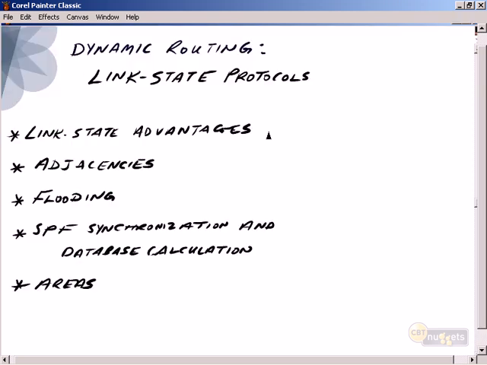Awesome. In this nugget on link state protocols dynamic routing, we learned 5 key topics. We learned the advantages of link state protocols or algorithms over distance vector, talked about adjacencies and how those happen, the flooding process, SPF synchronization and database calculation, and then finally the importance and the need for having multiple areas in a link state protocol autonomous system.